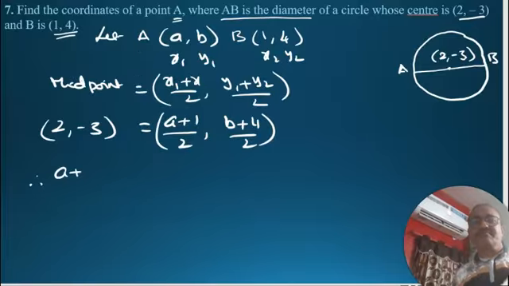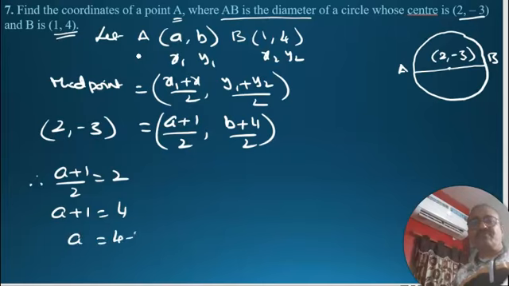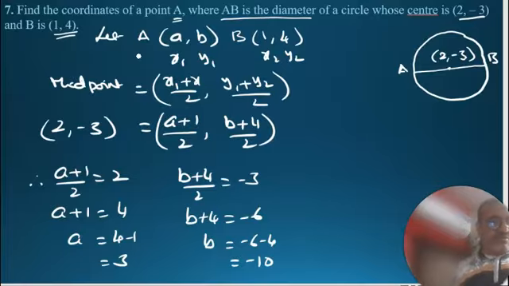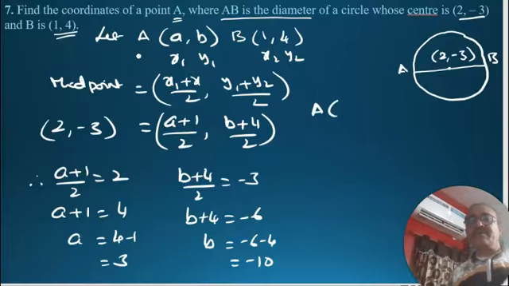Therefore (a + 1)/2 is equal to 2. a + 1 is equal to 2 into 2, which is 4. a is equal to 4 minus 1, that is equal to 3, so a is 3. Similarly, (b + 4)/2 is equal to -3. 2 into -3 is -6. So b is equal to -6 minus 4, that is equal to -10. Now, what is our point? (a, b) is (3, -10). Therefore A is (3, -10).